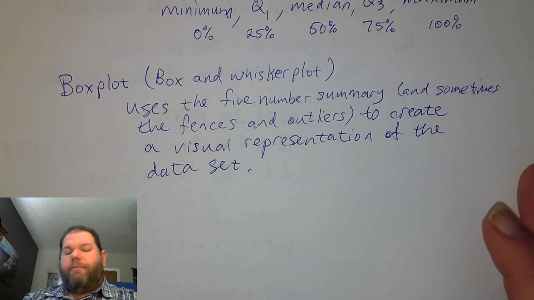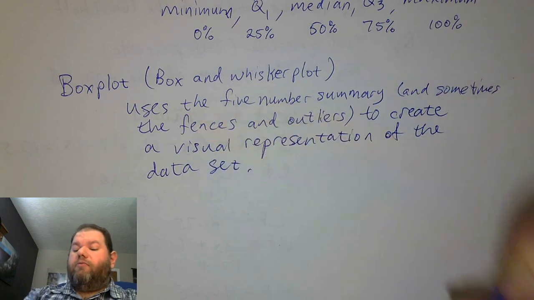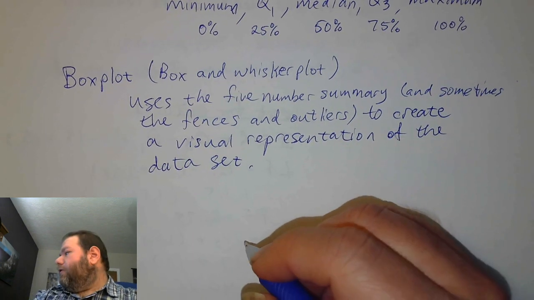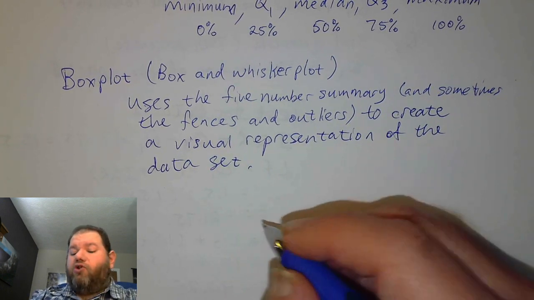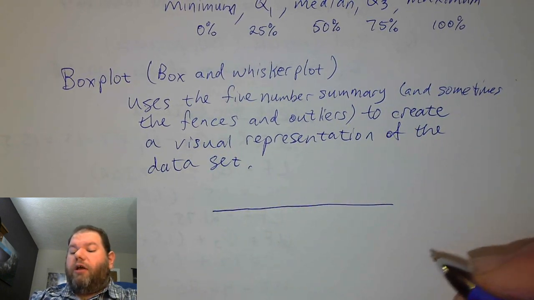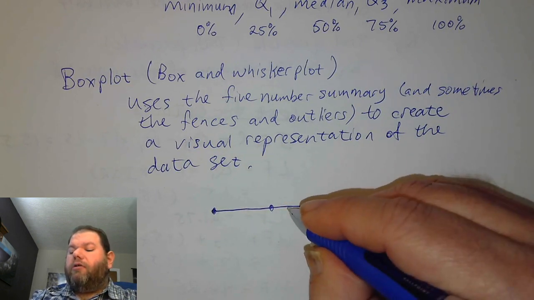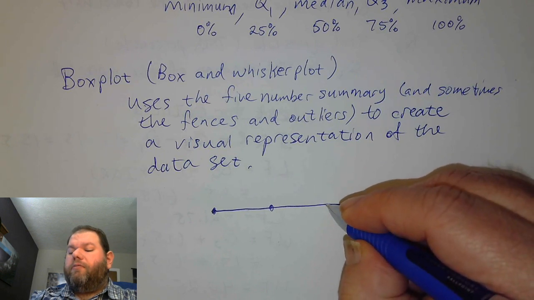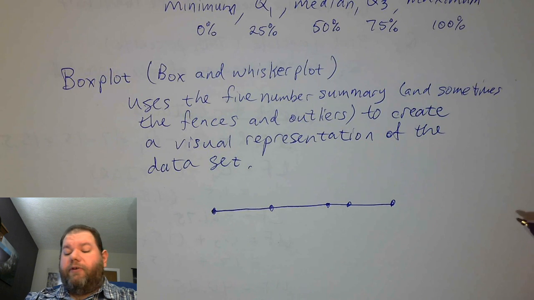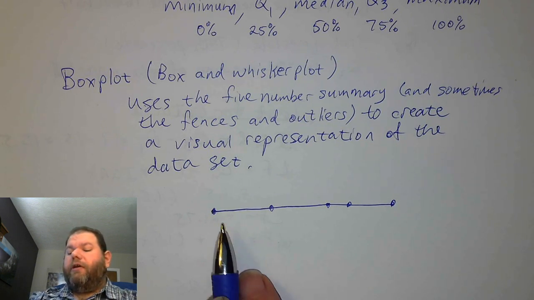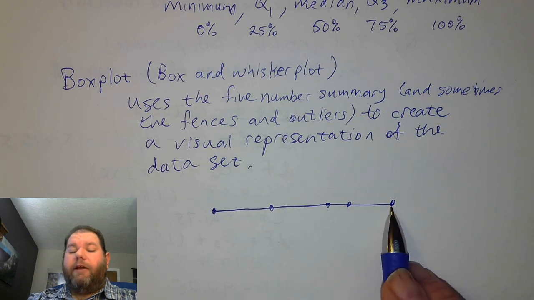So the way that a box plot looks will be something like this. And before we actually find one, I wanted to give you a basic sketch. We'll have a line on which we mark our 5-number summary. Okay, minimum, Q1, median, Q3, and a maximum.